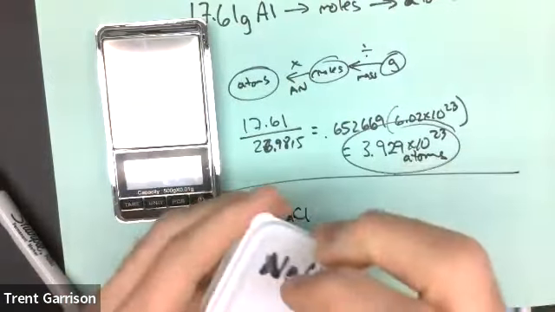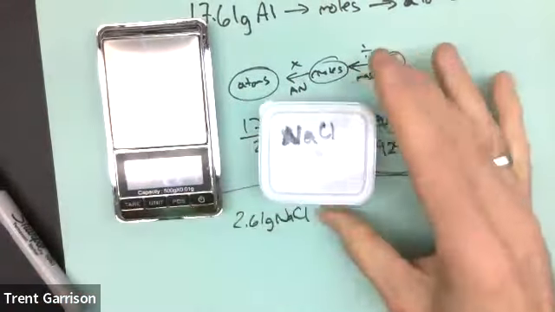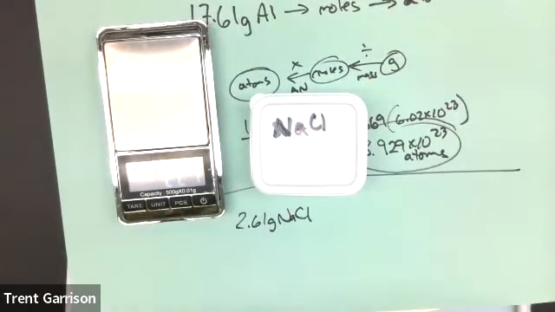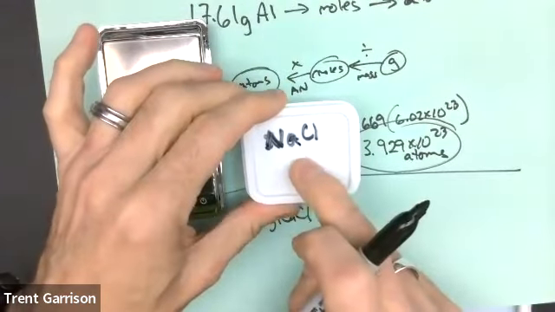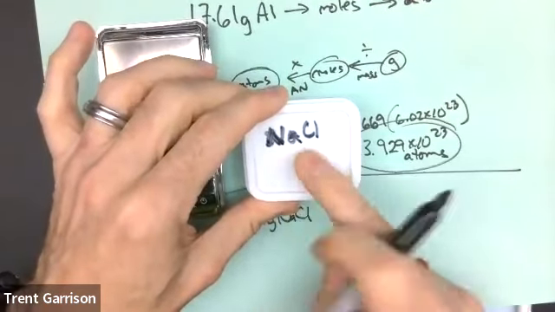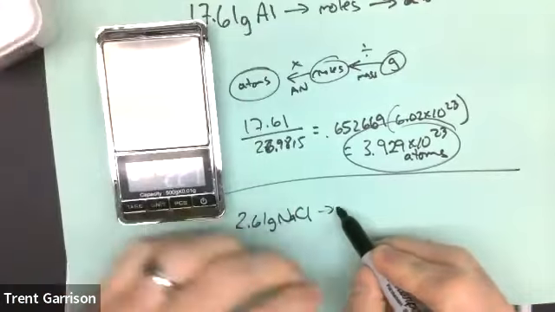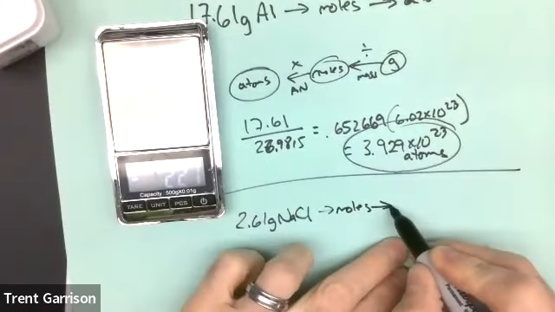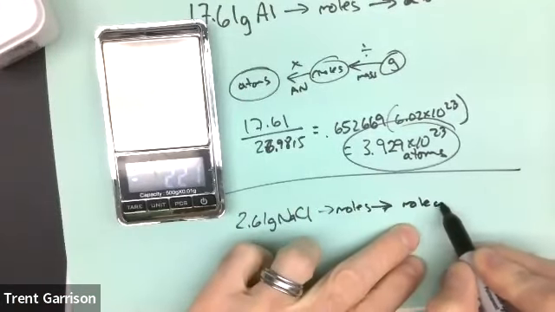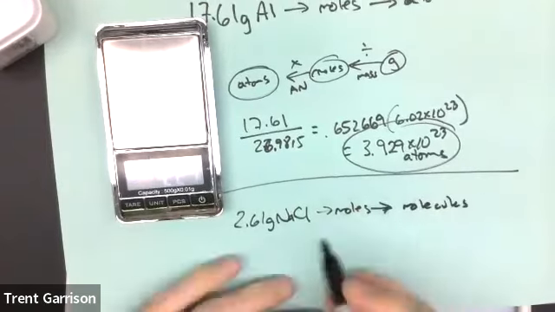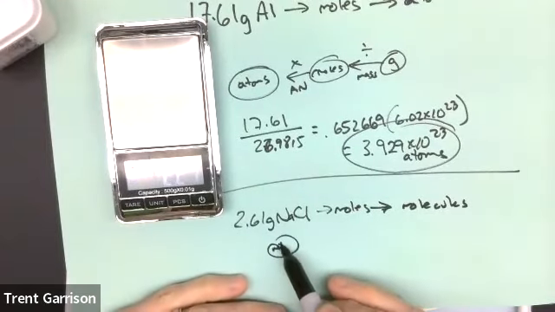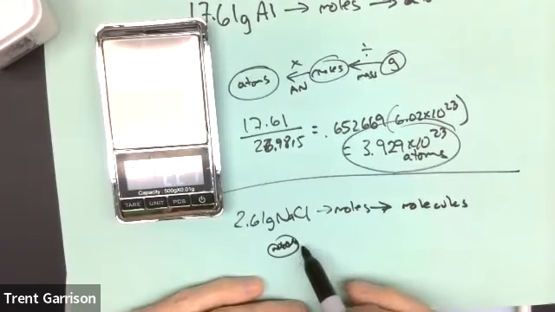Our goal is to figure out how many molecules of salt, not atoms, because these are molecules. An atom is just one element. This is a molecule. So we want to convert it into moles, and then not into atoms, but into molecules. It goes through the same process as we just did. The only difference is the name.